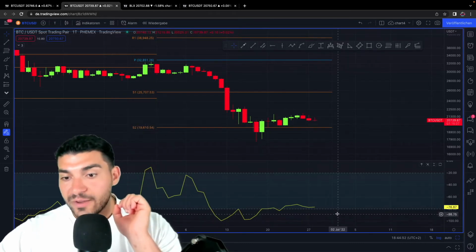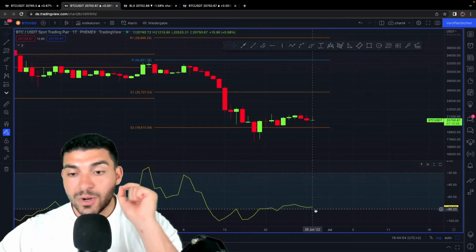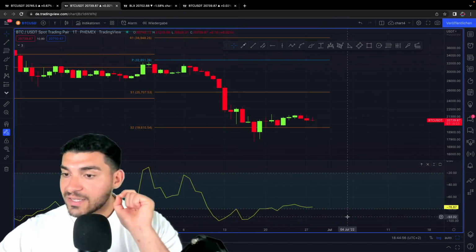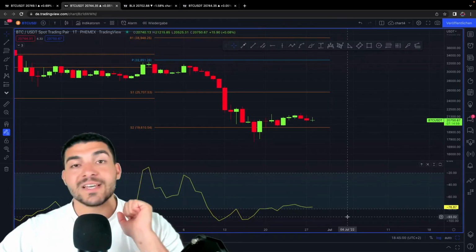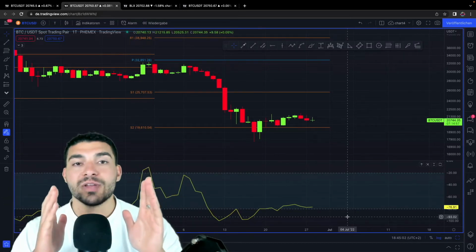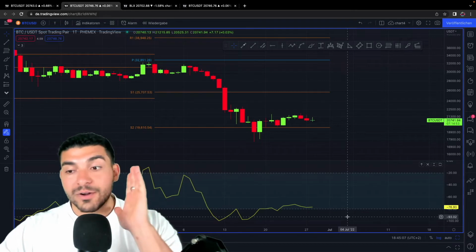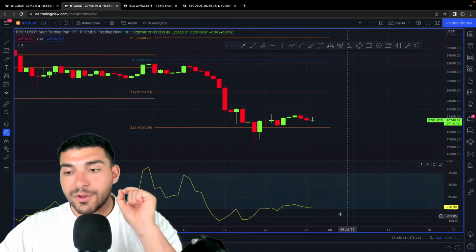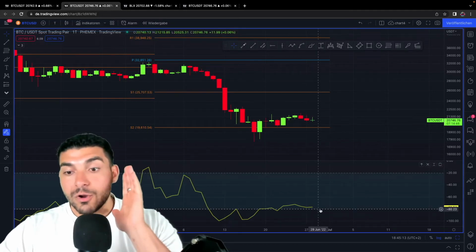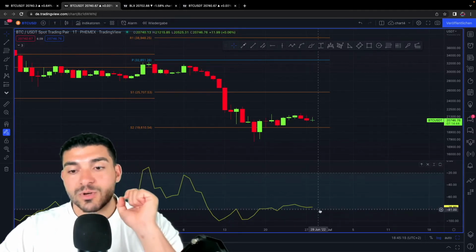And also if we have a closer look at this Williams %R, we are at -76. If we get to -80, then we are in an oversold area. So right now we are not in that area, but we are close to the border, and we have to keep a closer look at this Williams %R.